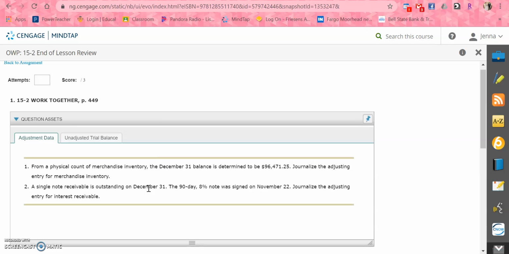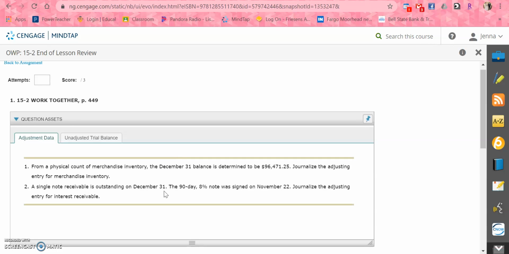So if you remember figuring out those dates, how many days are in November? There are 30 days in November. So I'm going to take 30 minus 22. That means I have 8 days of interest in November. Now, December, pretty easy. There's 31 days in December. So I'm going to add that to my 8 days of November. And that gives me a total of 39 days that I earned interest.